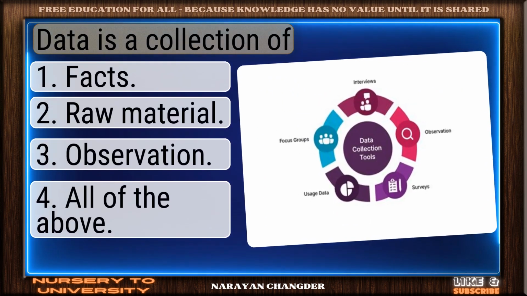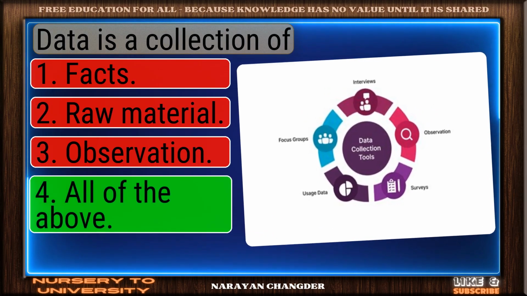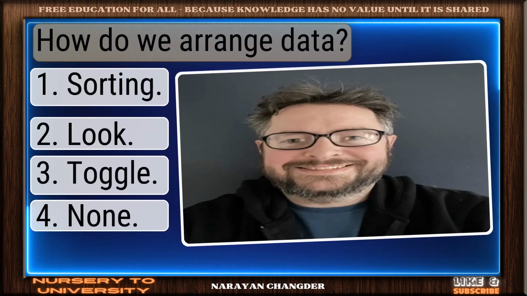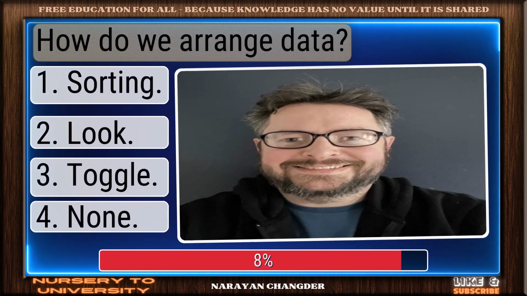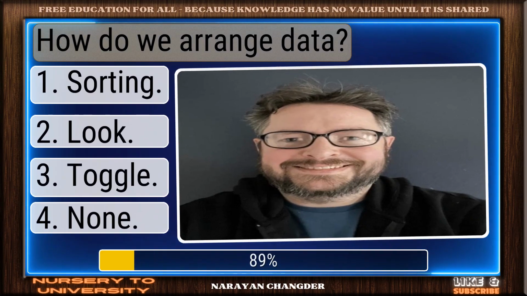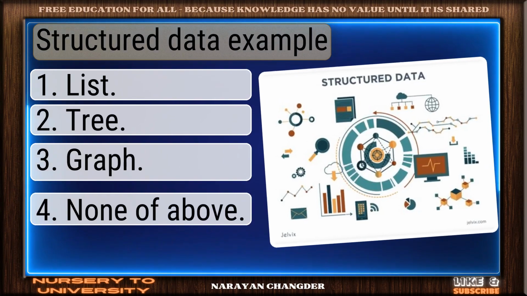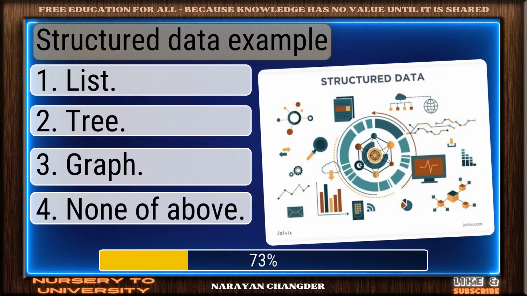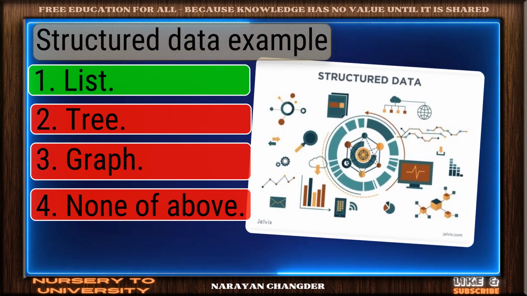Question number 60. Data is a collection of. Correct. All of the above is the right answer. Question number 61. How do we arrange data? Valid point. Sorting is true. Question number 62. Structured data example. Solid response. List is a valid choice.